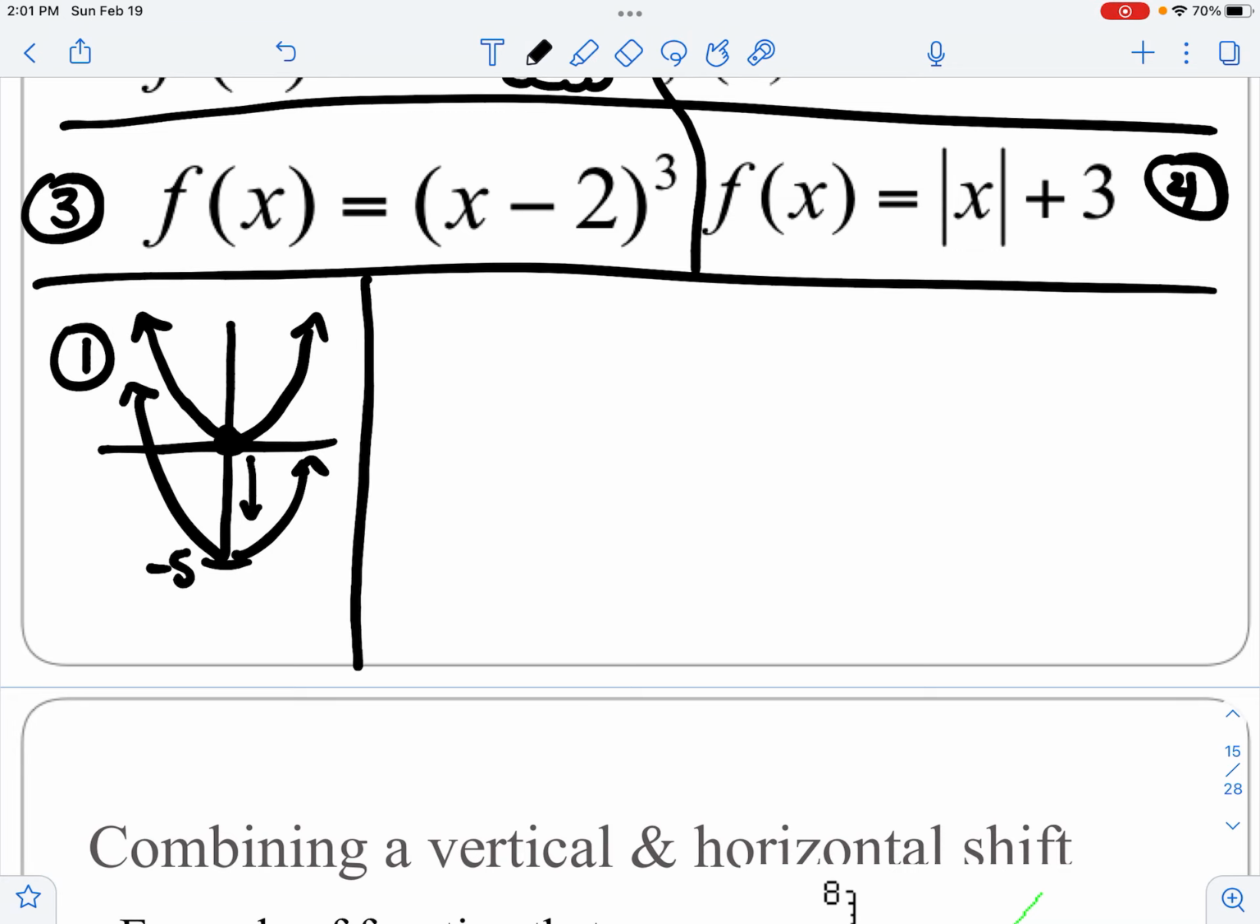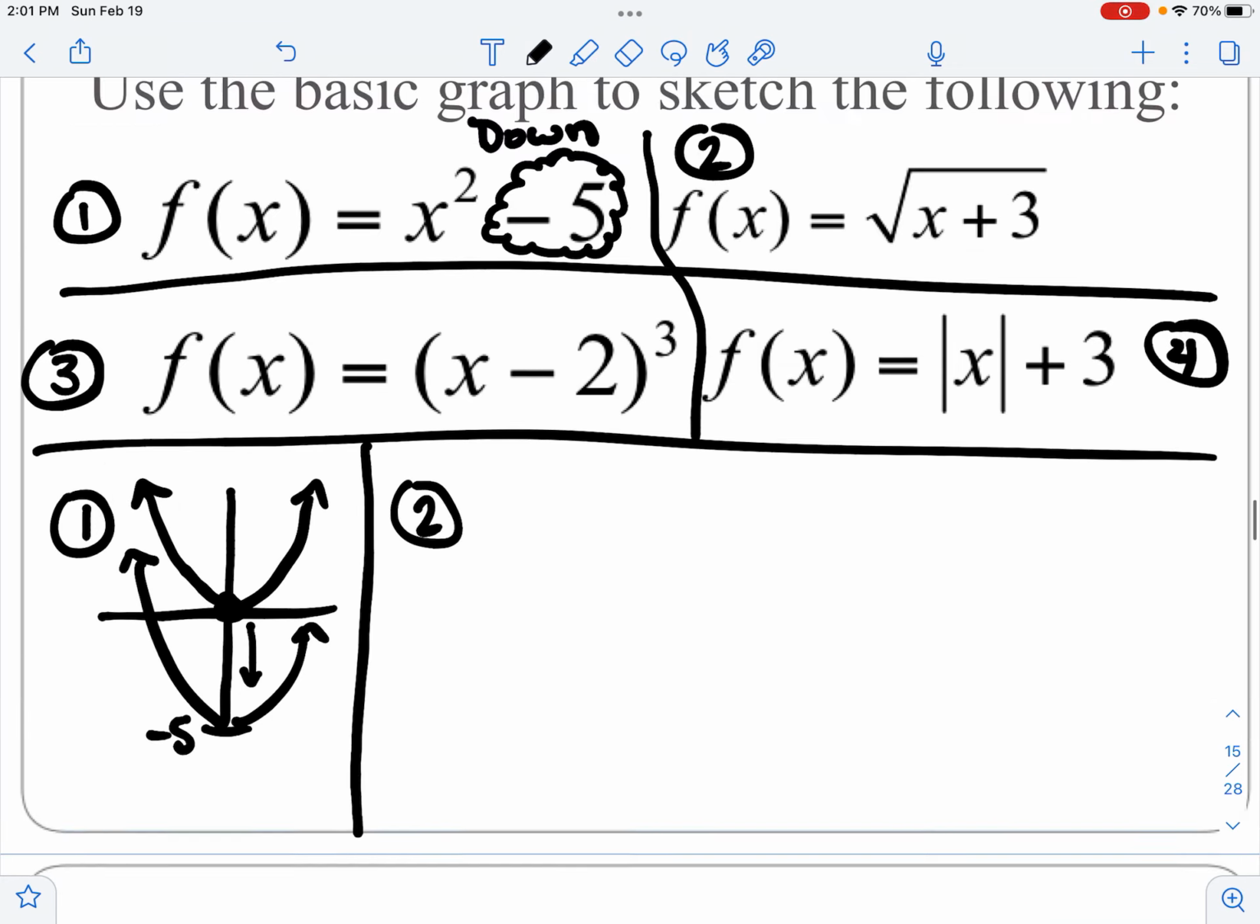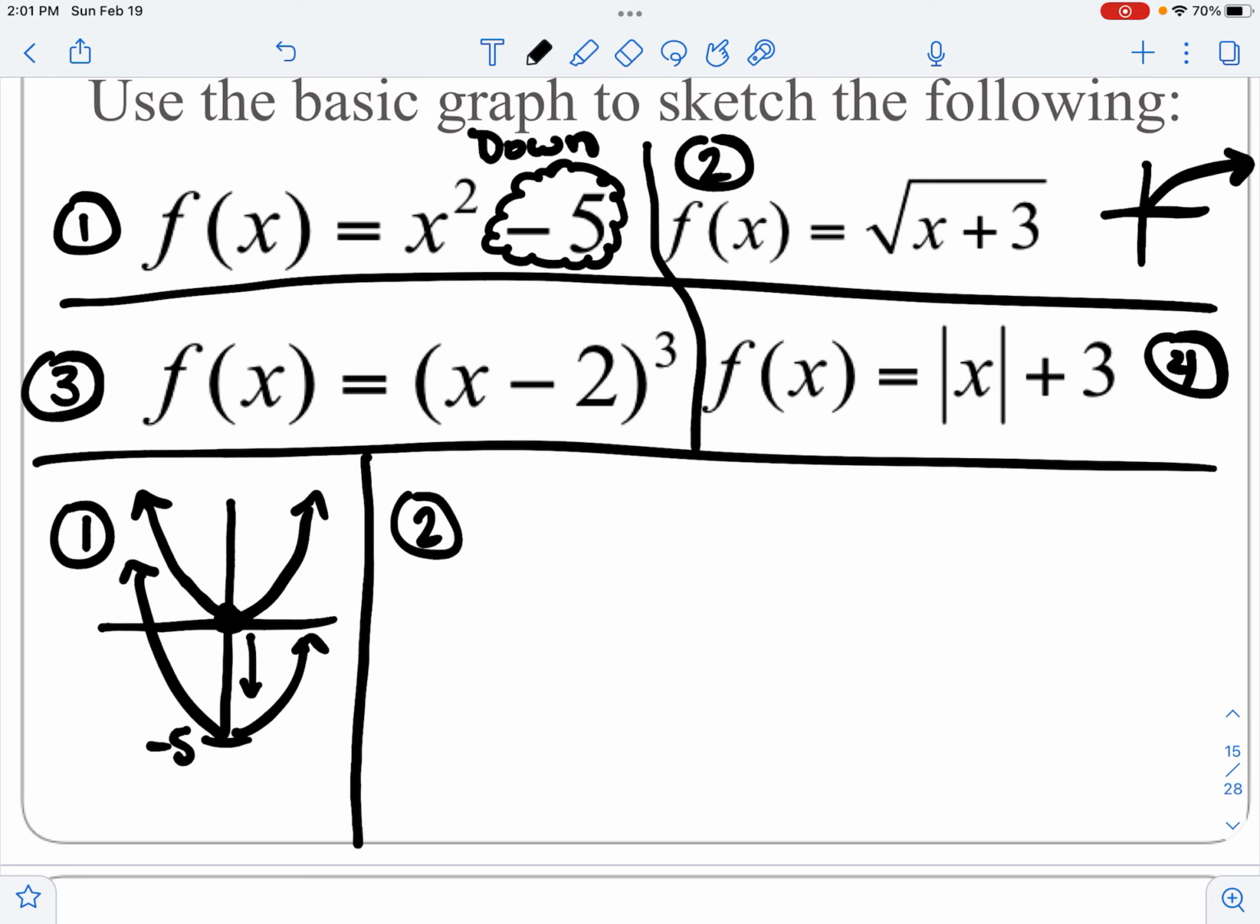Okay, example 2. Let's look at it. So we have our square root, which looks like that. And we have plus 3, but plus 3 is inside the square root. It's not outside the square root out here. So this plus is going to move my square root graph to the left 3 units. So instead of being at 0, 0, this graph is going to start at -3, and it's going to have the same shape.